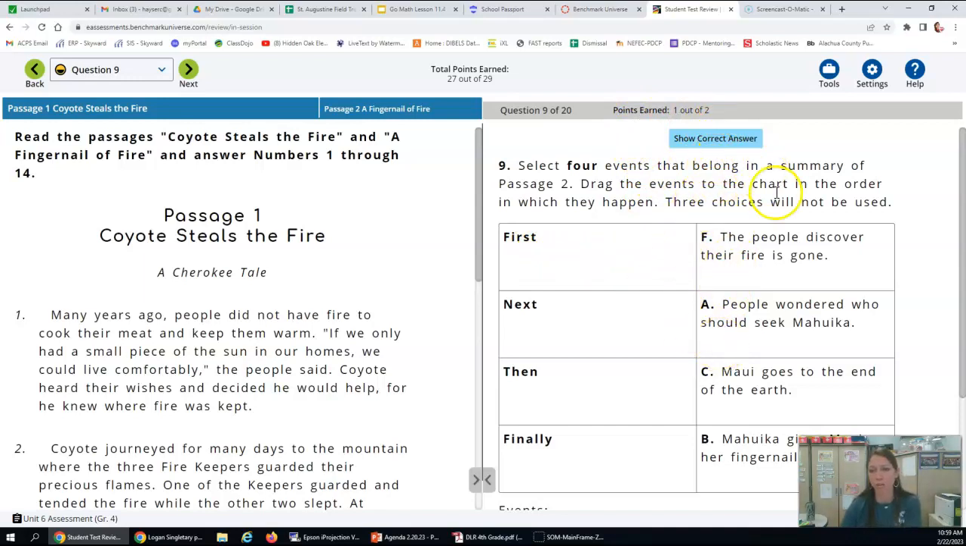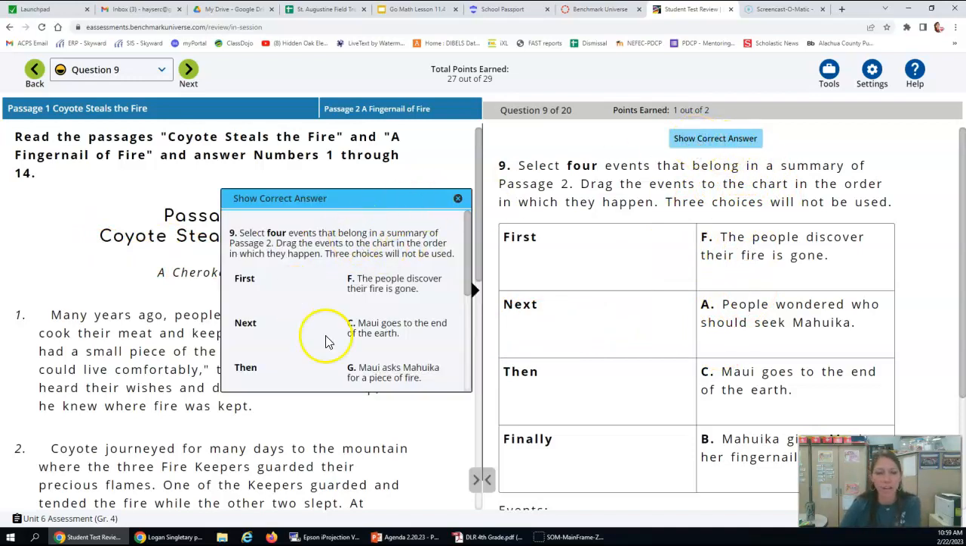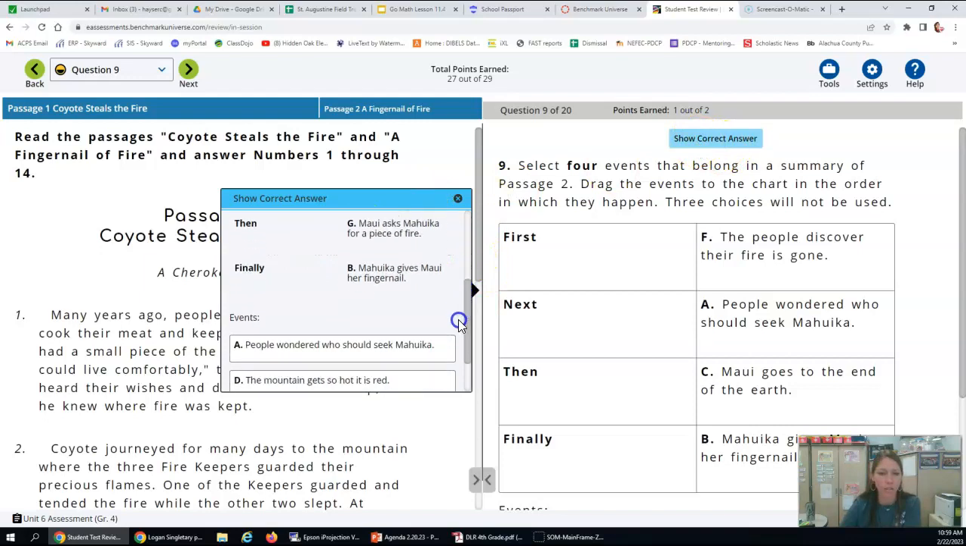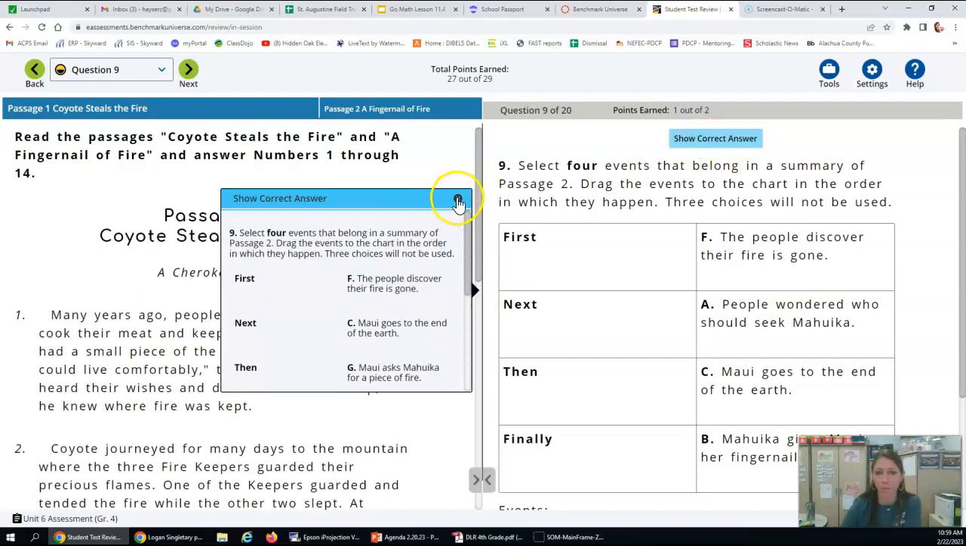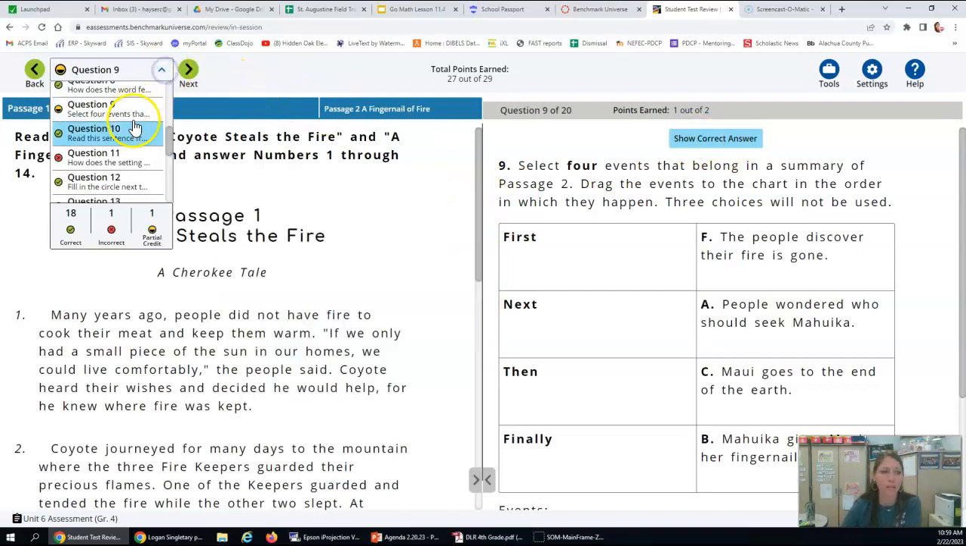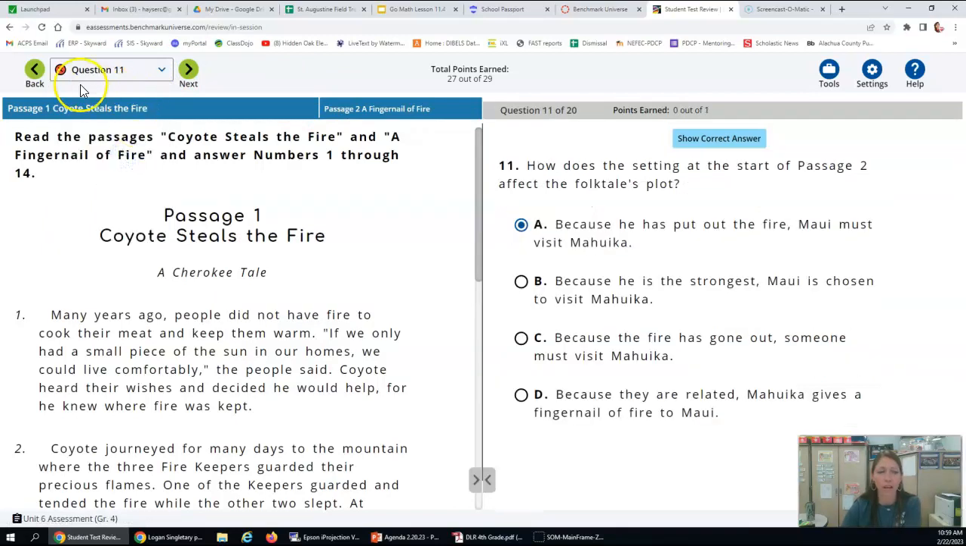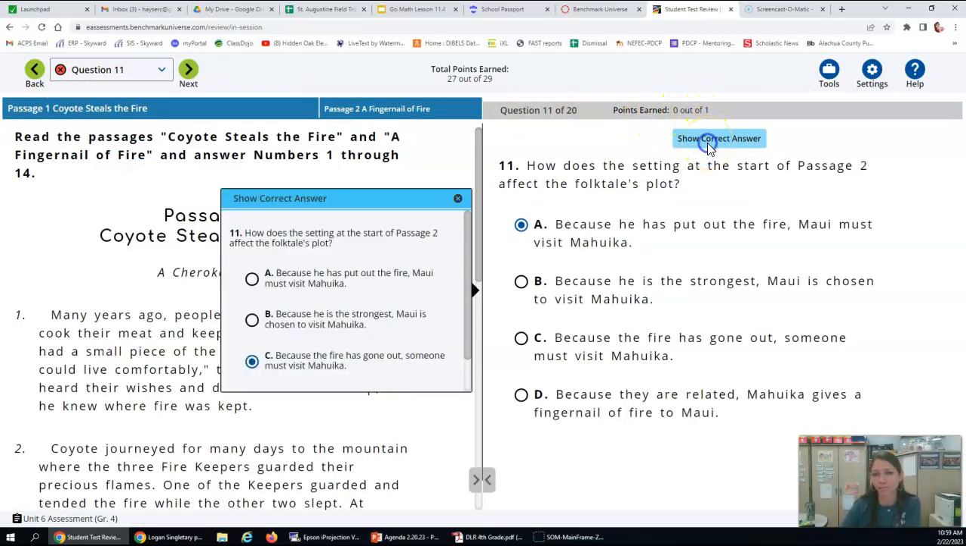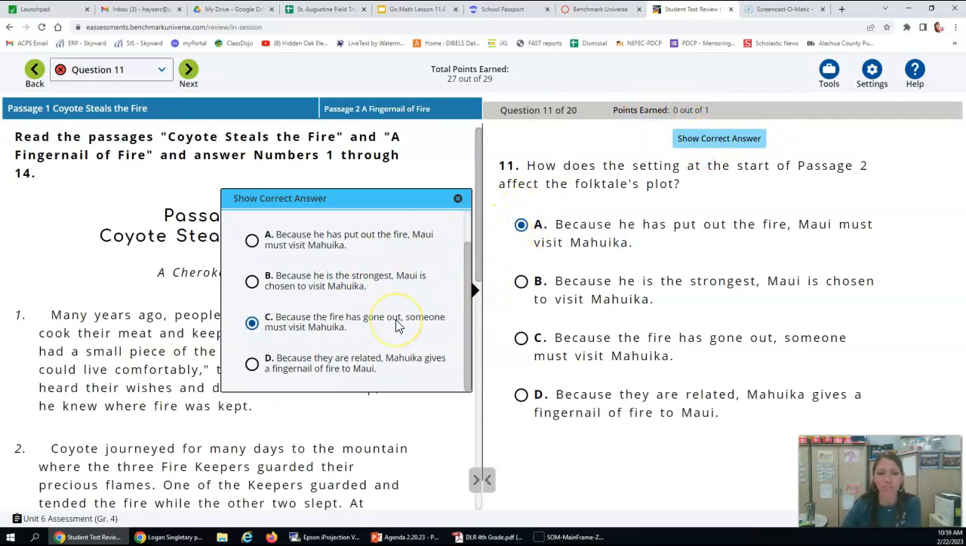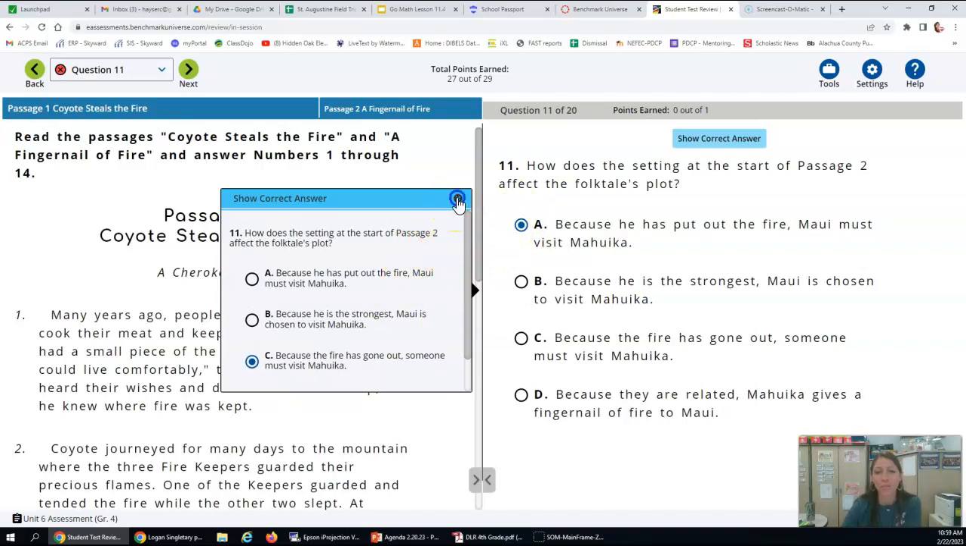And so if you're not sure, thinking, I read the passages again, I'm not sure, why did I get this wrong? You can click on Show Correct Answer, and you can go over what the correct answer choices were. And then you can do that again on number 11. That one has a red X. That just means out of the 1 possible, it was not correct. So we're going to show the correct answer. And you can see that instead of A, the correct answer choice was C. Okay, so that's pretty much it.